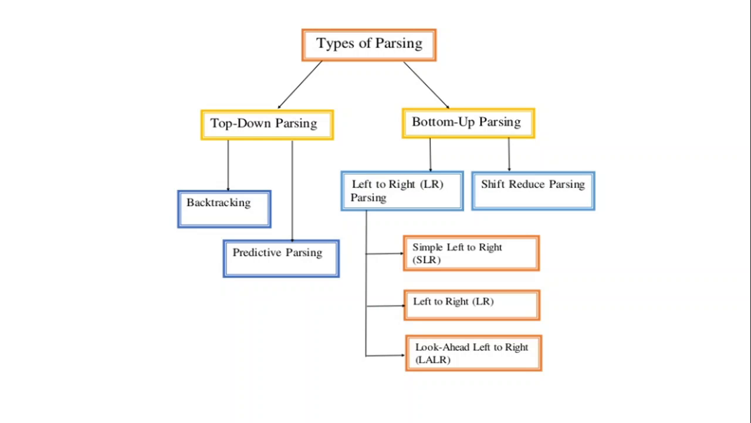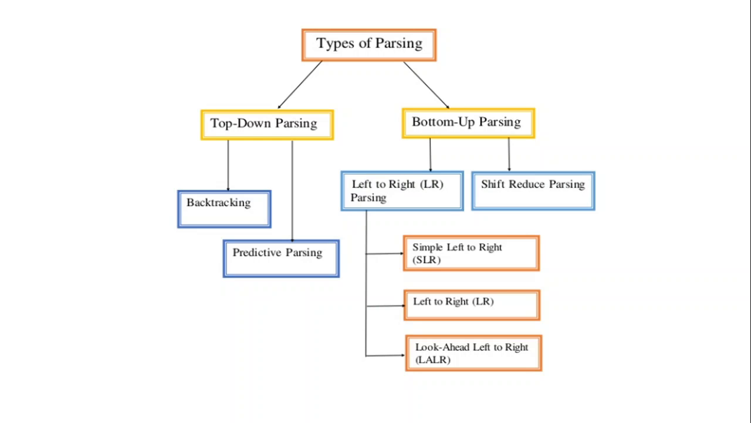Operator precedence parser is also known as shift reduce parsing. For LR, there is no other parsing technique where we can use ambiguous grammars. LR means left to right: scan the input from left to right. These are the top-down and bottom-up parsers.